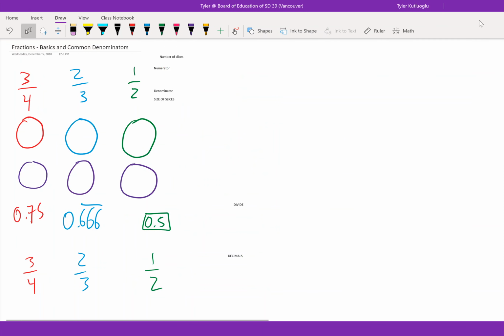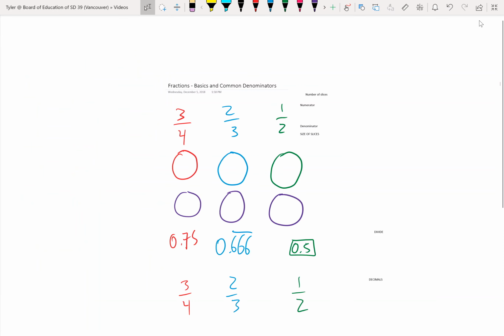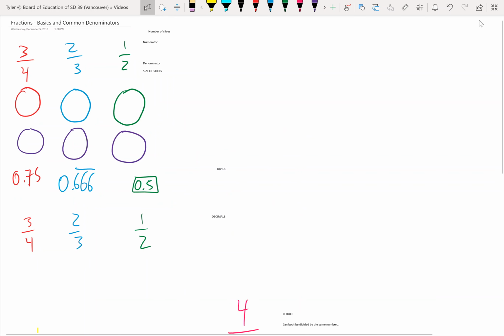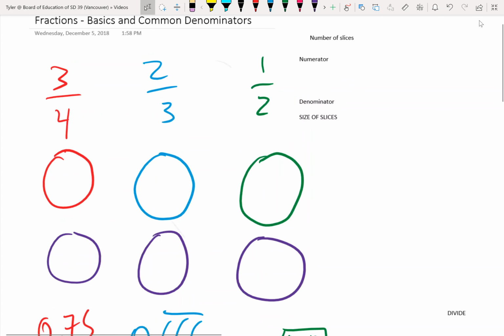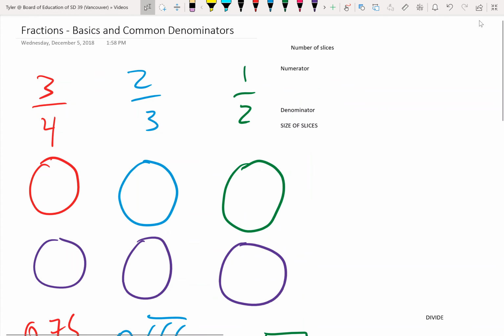All right. So we're gonna go over some basics of fractions. I want to talk basically about what fractions mean, how to do equivalent fractions, and what they mean as a decimal. All right. Let's look at a couple examples.